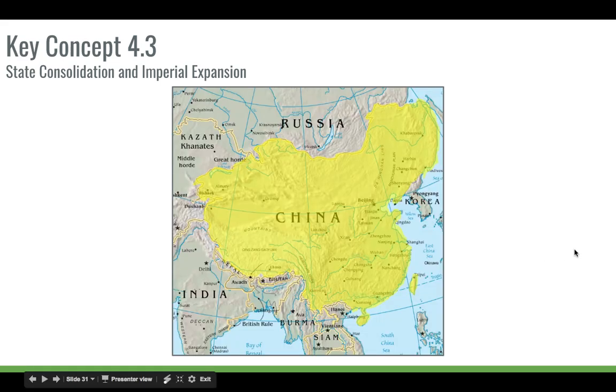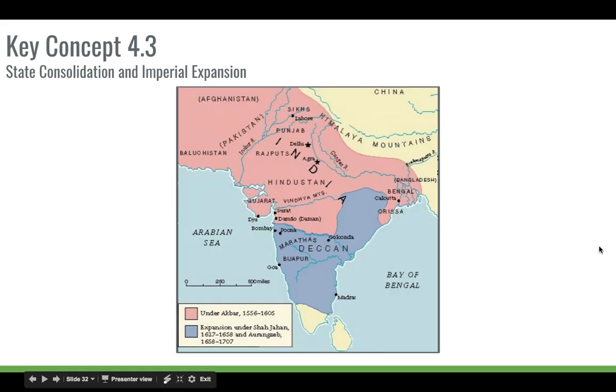Another thing that we see develop in this time period, of course, are land empires. Land empires expanded dramatically in size in this time period. One example of this is the Manchu Empire of China, which you see pictured there, also known as the Qing Empire. We see the Mughal Empire expand. You see where it existed under Akbar, and then later under Shah Jahan and Aurangzeb, as it expanded all the way until 1707.